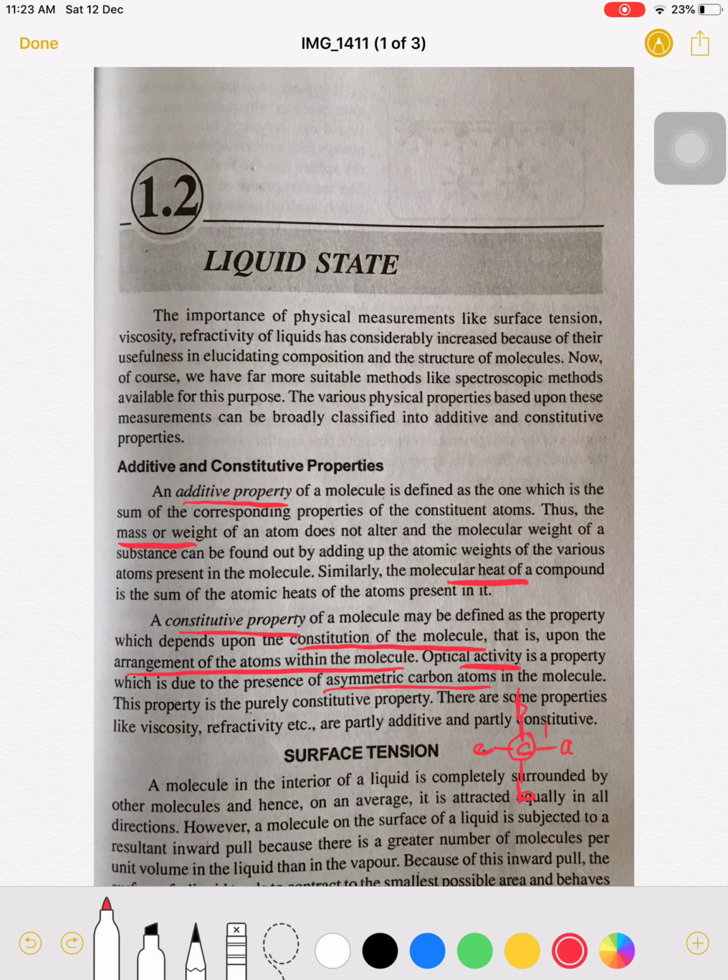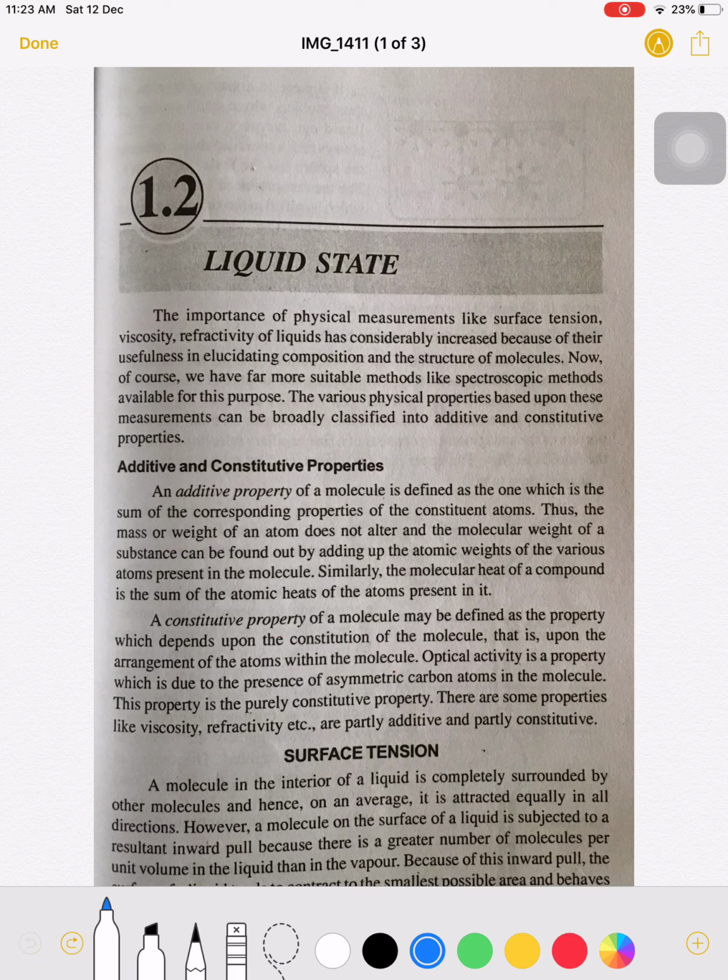Means what? The arrangement of atoms in the molecule decides the property, and therefore this property is known as a constitutive property, because of the arrangement of atoms in that molecule. This optical activity is a property only due to the presence of asymmetric carbon atoms in the molecule. This property is purely a constitutive property. There are some properties like viscosity and refractivity. These properties are partially additive and partially constitutive.